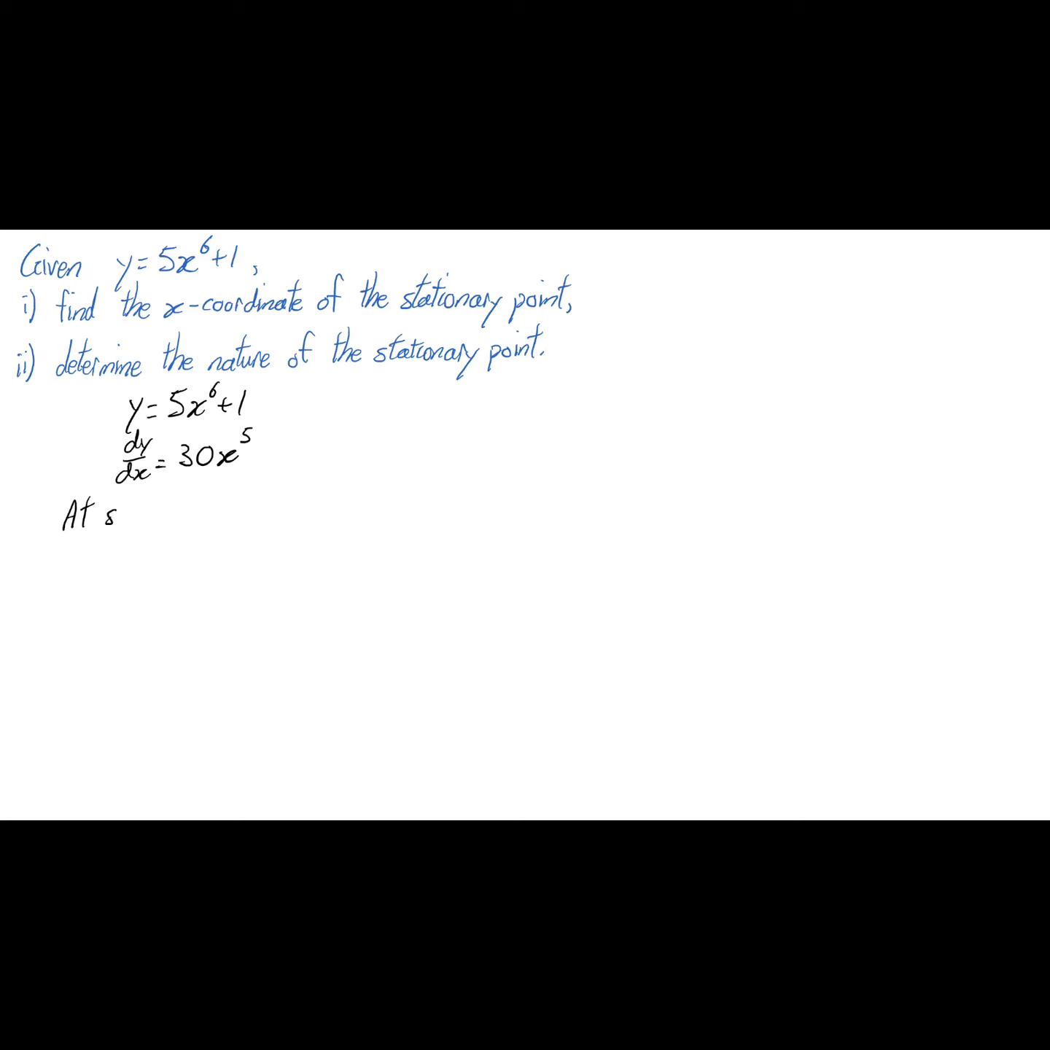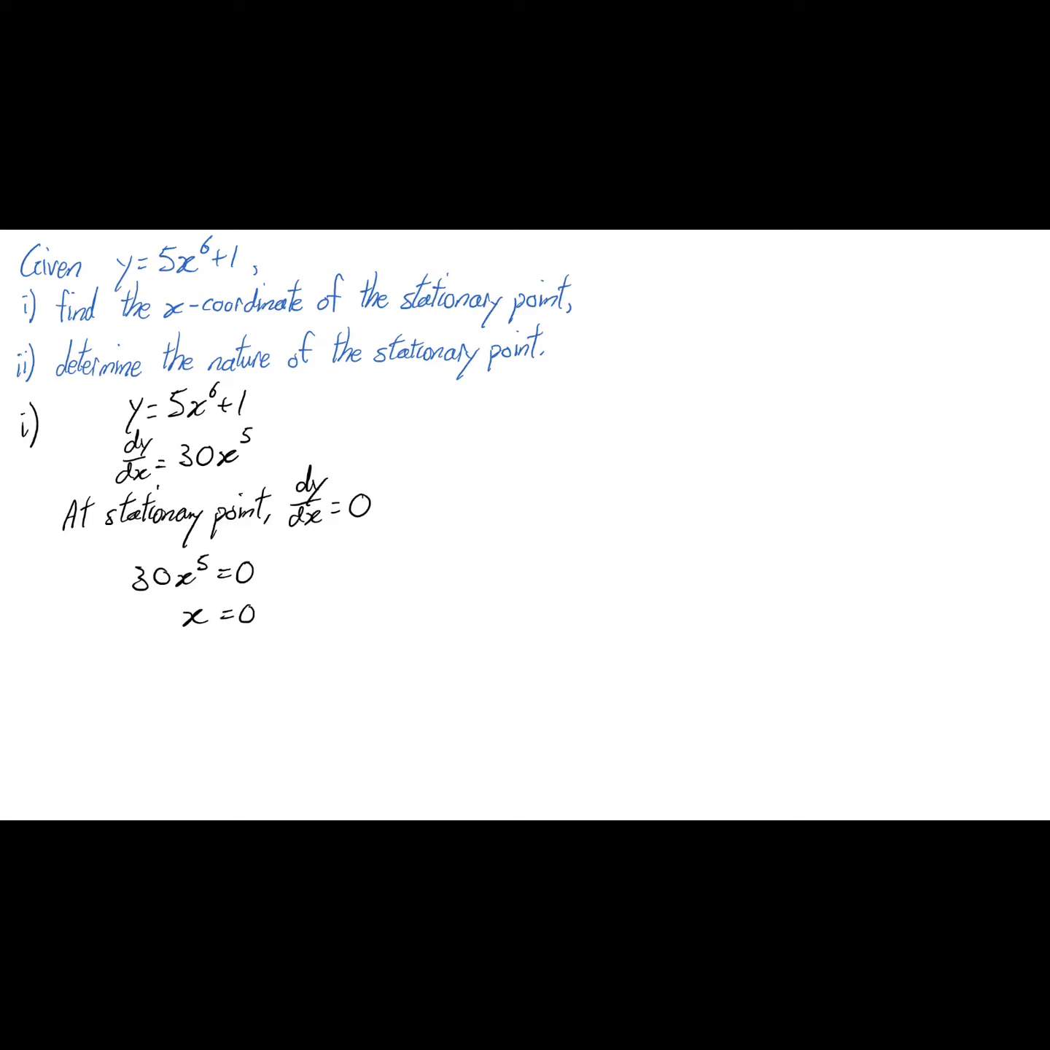So therefore, at our stationary point, dy/dx is 0. So we know 30x to the power of 5 equals 0, and x equals 0. So this is part 1. Alright, the x coordinate of the stationary point is 0.